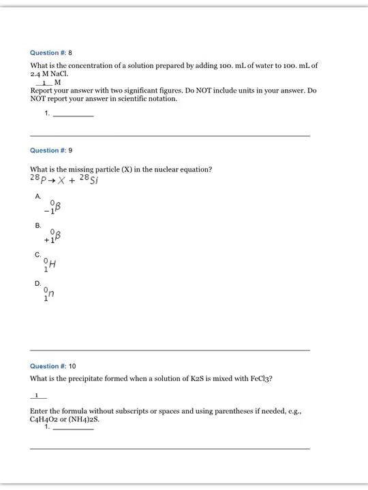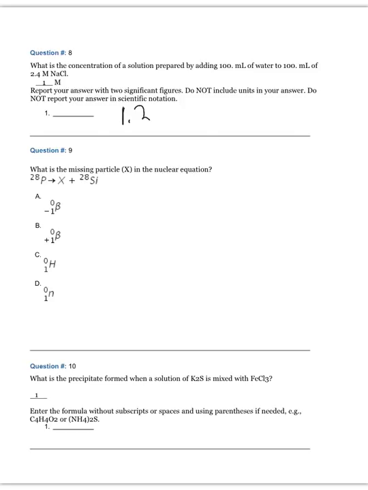Question number 8. What is the concentration of a solution prepared by adding 100 milliliters of water to 100 milliliters of 2.4 molar sodium chloride? Report your answer with two significant figures. Do not include units in your answer. Do not report your answer in scientific notation. The answer is 1.2 molar.